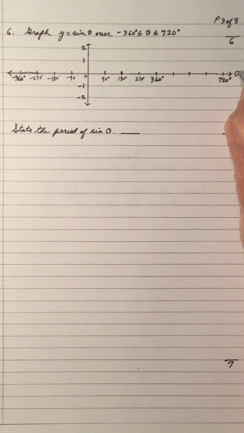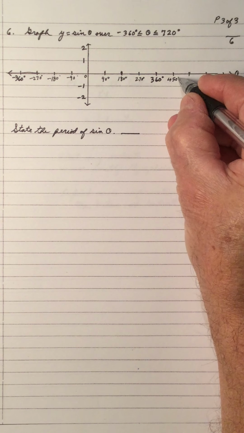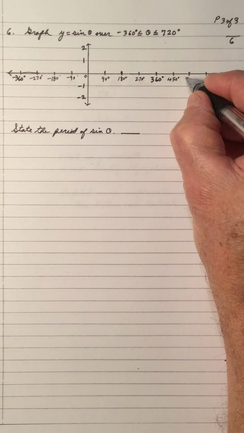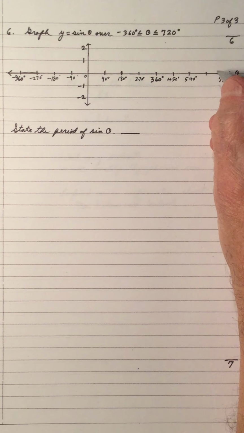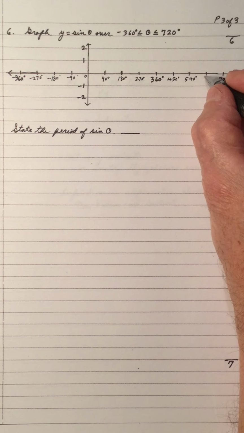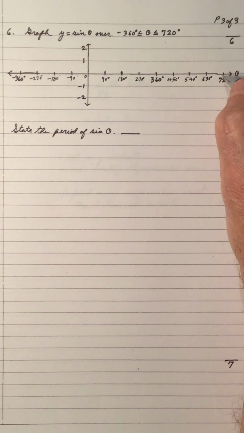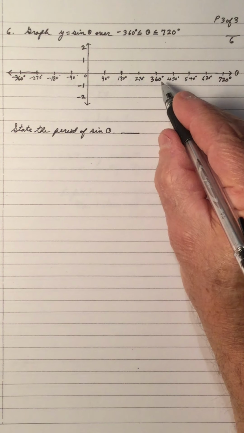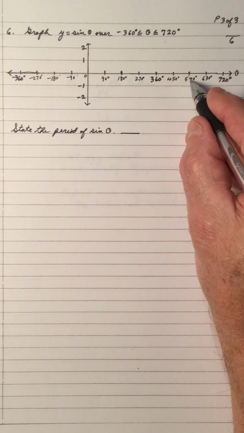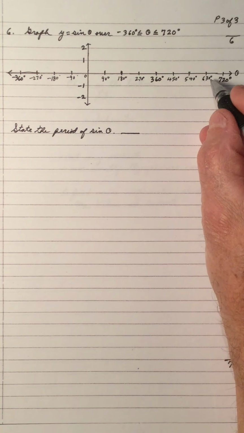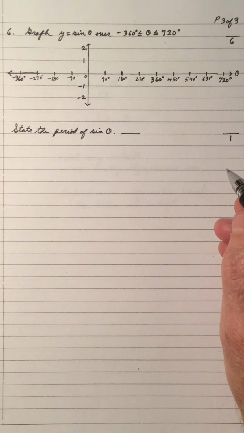This is theta. Now add 90 on, you get 450. If you add 90 on, you get 540. If you add 90 on, you get 630. And if you add 90 again, you get 720. So again, 90 and 90 and 90. Perfect. Now we have to draw our circle.